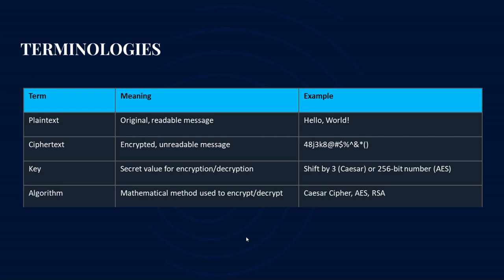Before going deeper, let's understand some important terms. First, plain text. This is the original readable message, like a normal sentence. Next, cipher text. This is the encrypted version. It looks random and meaningless. Then we have the key. This is the secret value used during encryption and decryption. And finally, the algorithm. This is the mathematical method used to transform data. These four terms are the foundations of cryptography.